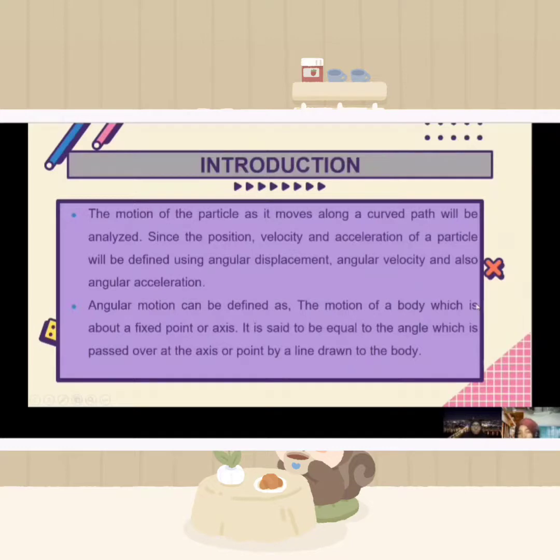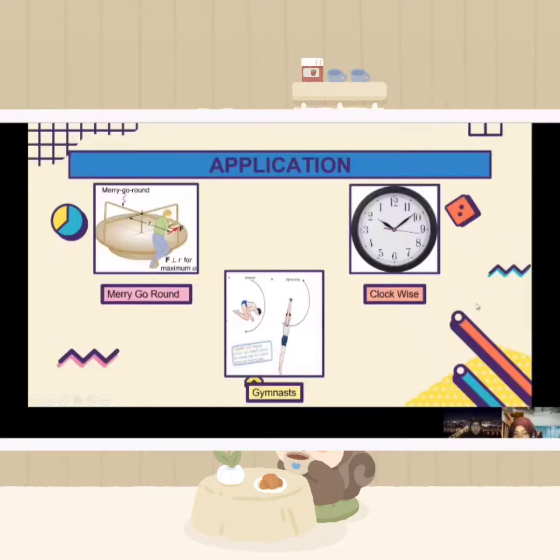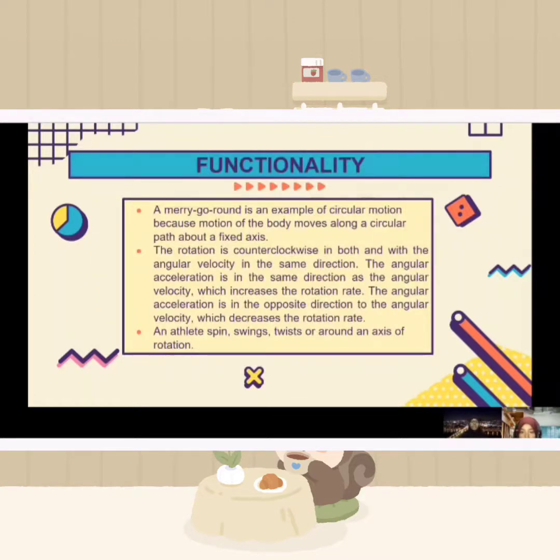Next slide, application. Applications of angular motion include the merry-go-round, clock and gymnast.